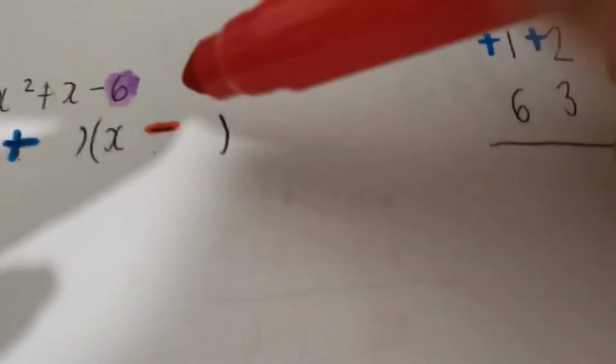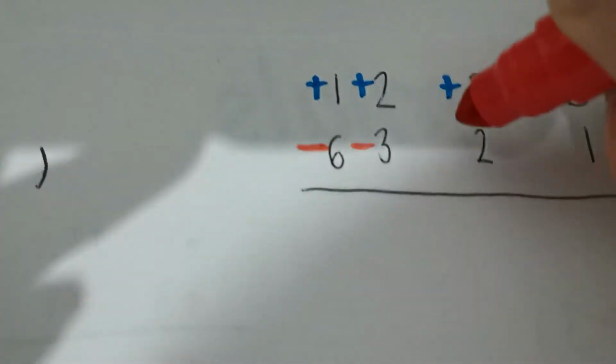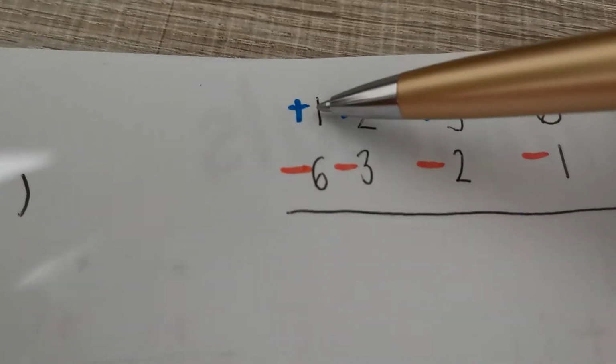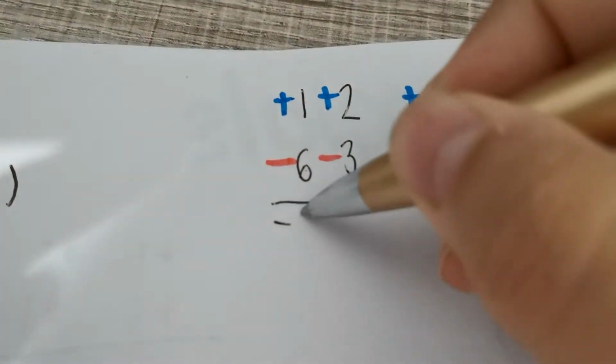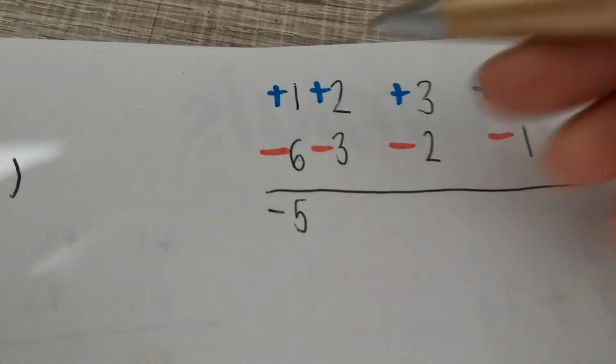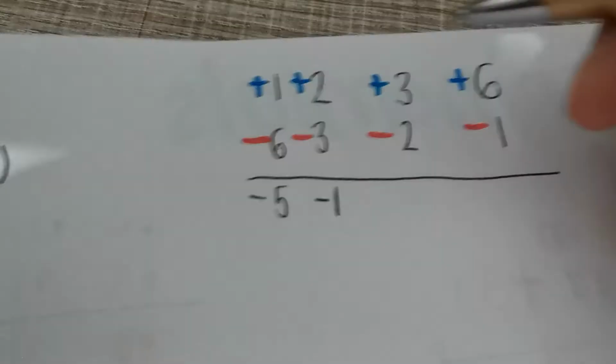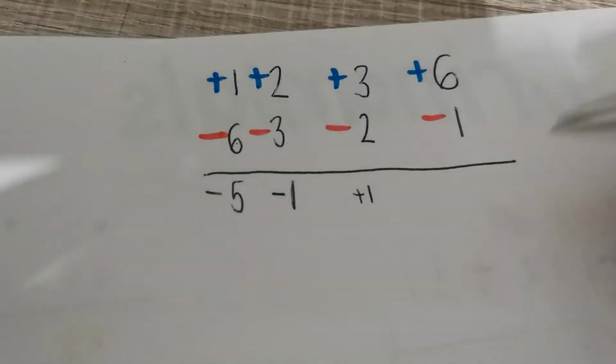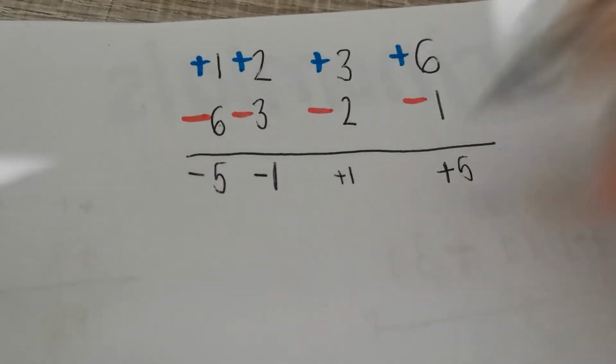Everything that was the second one, pink, I'm going to highlight here in the second row. Okay, now we're doing the adding and subtracting. So 1 minus 6 is 5. 2 minus 3, negative 1. 3 minus 2, positive 1. 6 minus 1, positive 5.